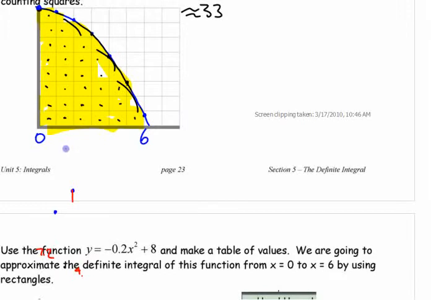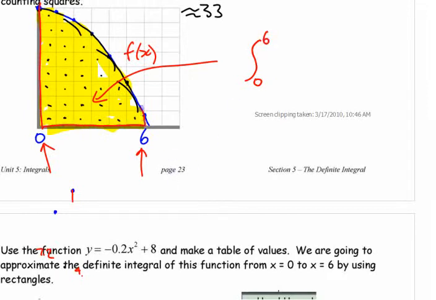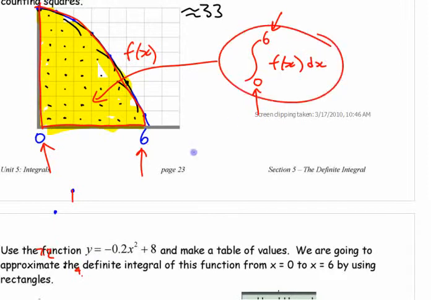If you want the area underneath this curve from 0 to 6, and you know that this is, well, we'll just call it f of x, whatever. It was negative 0.2 x squared or something or other. But if you want the area underneath here, you talk about the integral from 0 to 6 of f of x with respect to x. This represents that area.